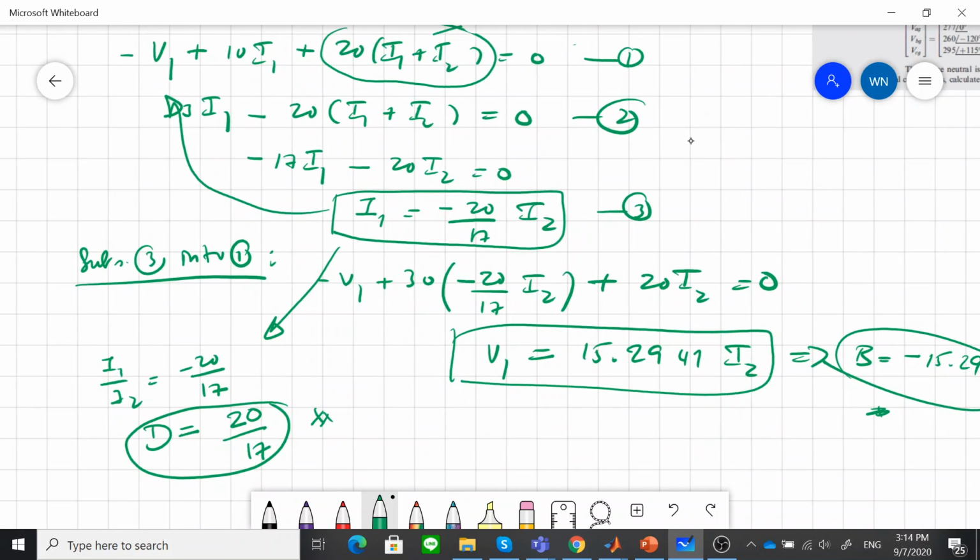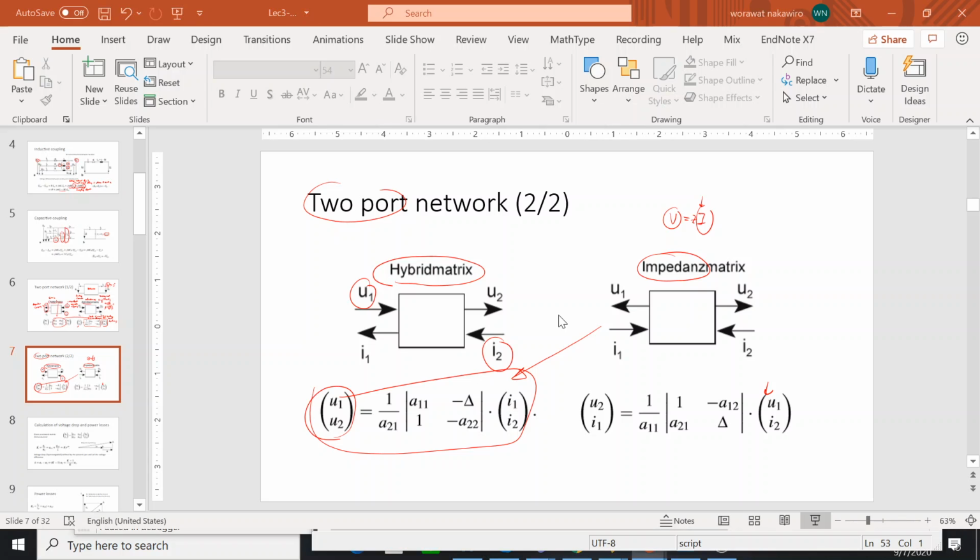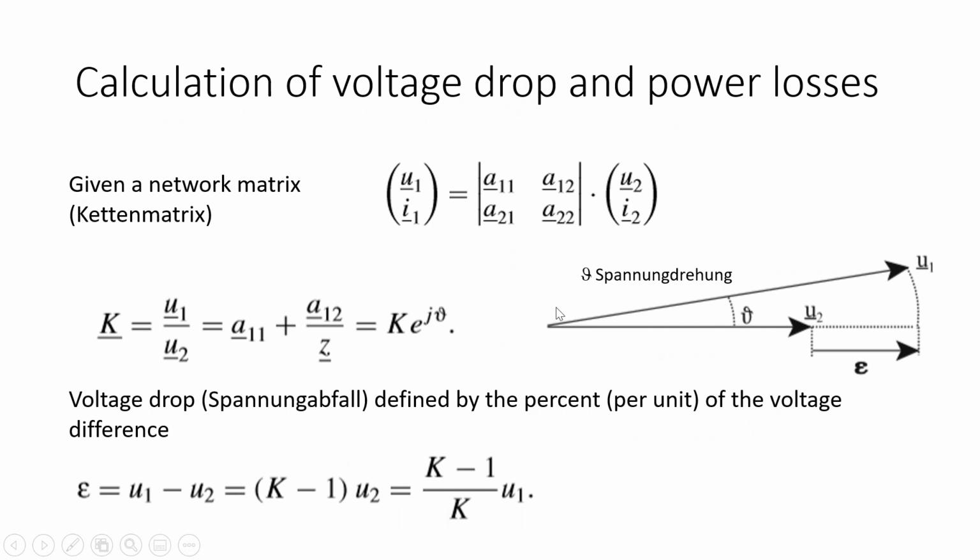So let's go back to the slides in this case. So this is a calculation. We are talking about the application of the two-port networks to compute the voltage drop and power loss. So this is just an example. And towards the end of this, I have an assignment for you. So you should do this and return it back to me.